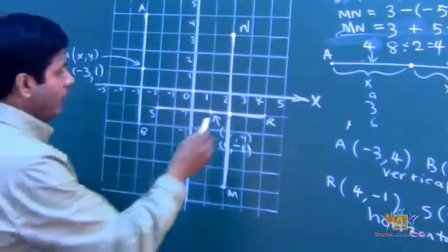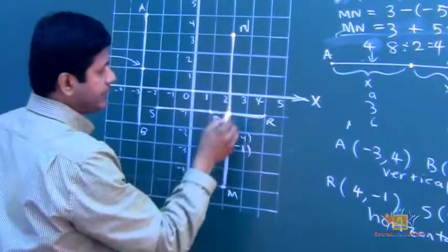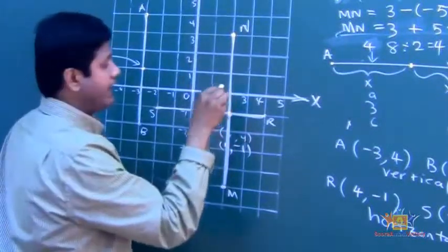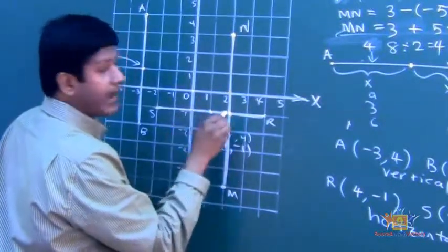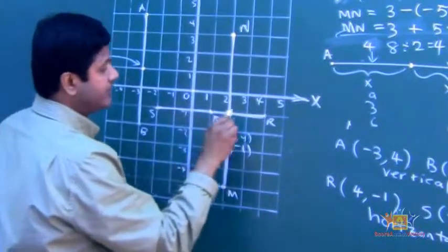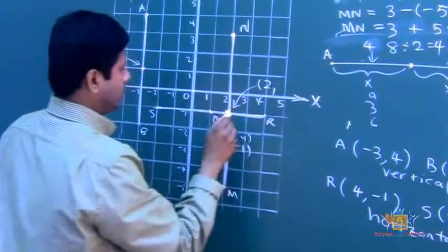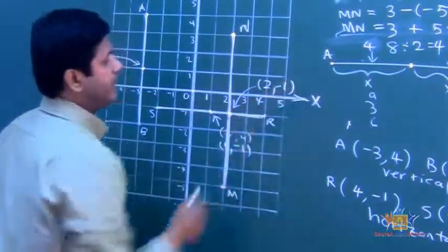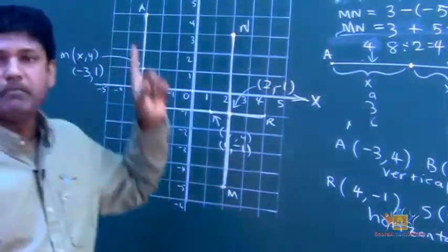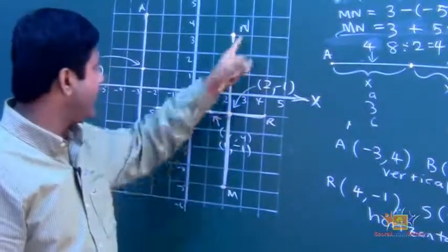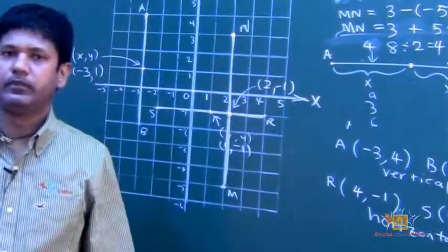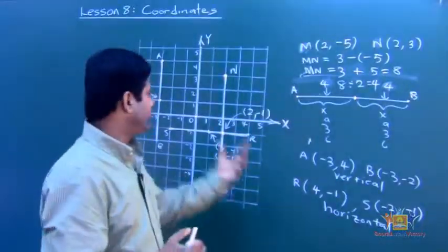So now you should be able to find the coordinate for that. How do we do that? Always start with x, which is where it's touching the x-axis, like 2. Where is it touching the y-axis? Like negative 1. That means this point is 2, negative 1. So the midpoint for MN is 2, negative 1. It's very important, so keep that in mind.